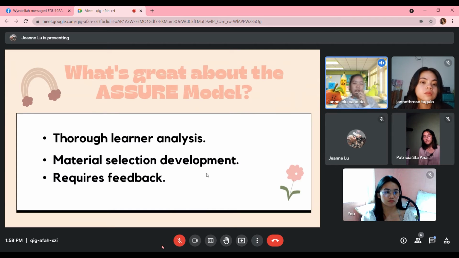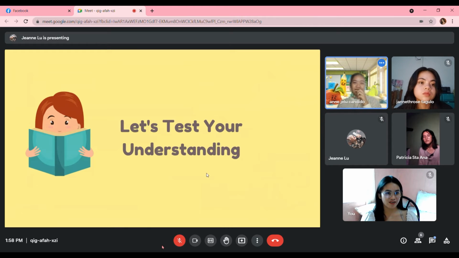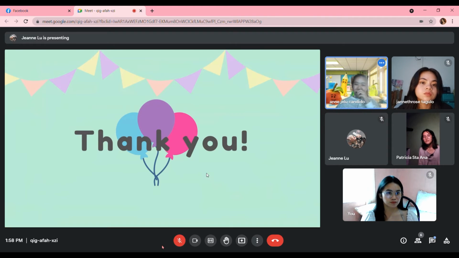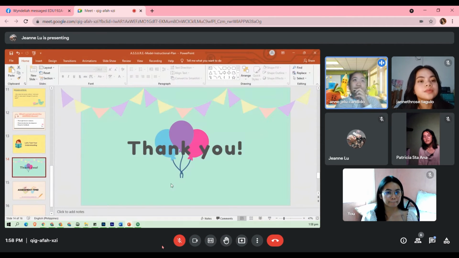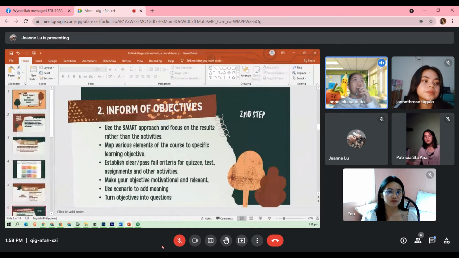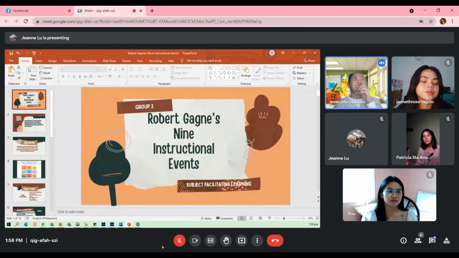So the Assure model is something that a teacher can definitely use to further improve their way of teaching. So that's all. Next we're going to head on to Gagne's 9 instructional events.